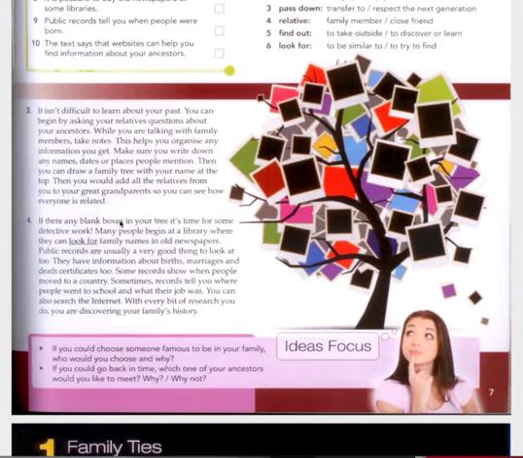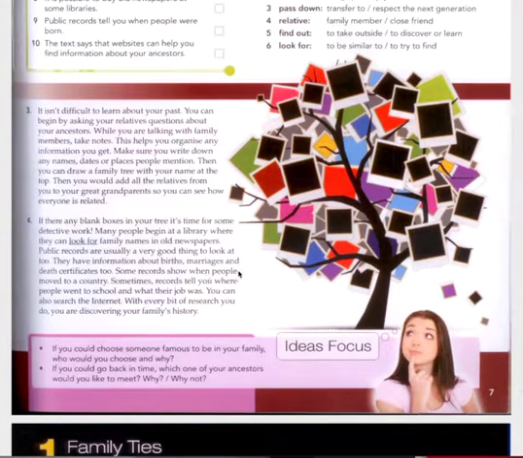If there are any blank boxes in your tree, it's time for some detective work. So they forgot the verb here. Many people begin at a library where they can look for family names in old newspapers. Public records are usually a very good thing to look at too. They have information about birth, marriage, and death certificates.